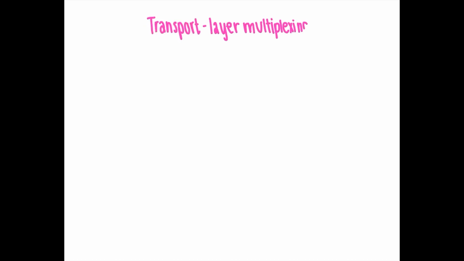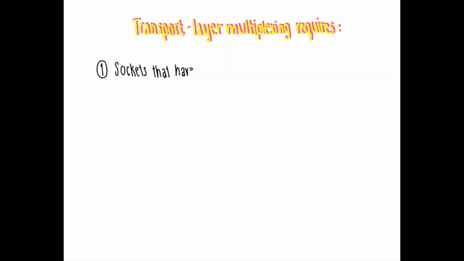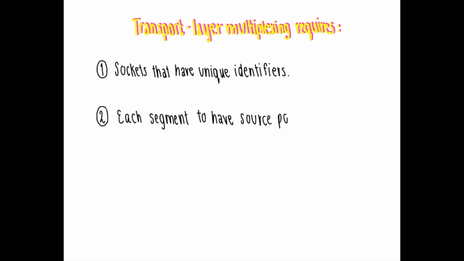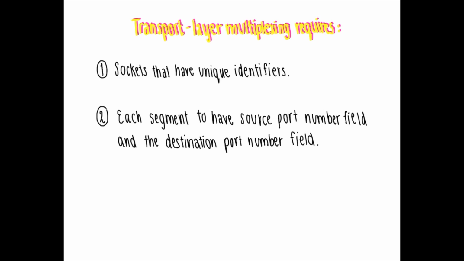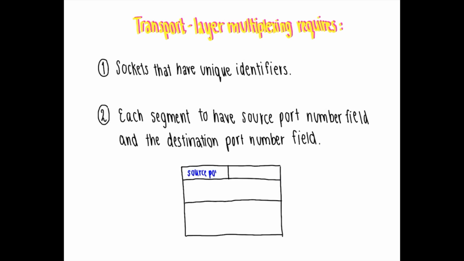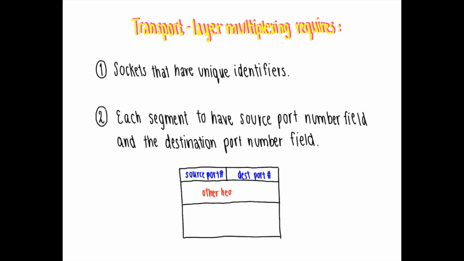Transport layer multiplexing requires, first, sockets that have unique identifiers, and second, each segment to have a source port number field and a destination port number field. And below is the TCP/UDP segment format.